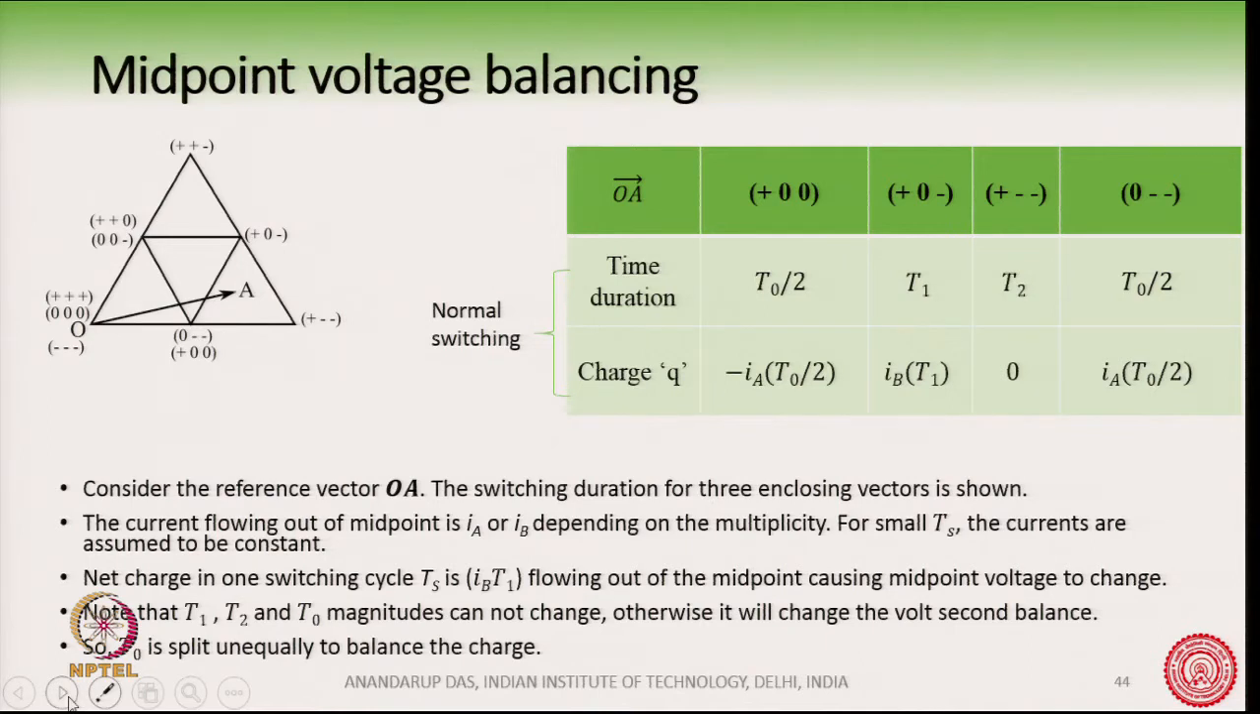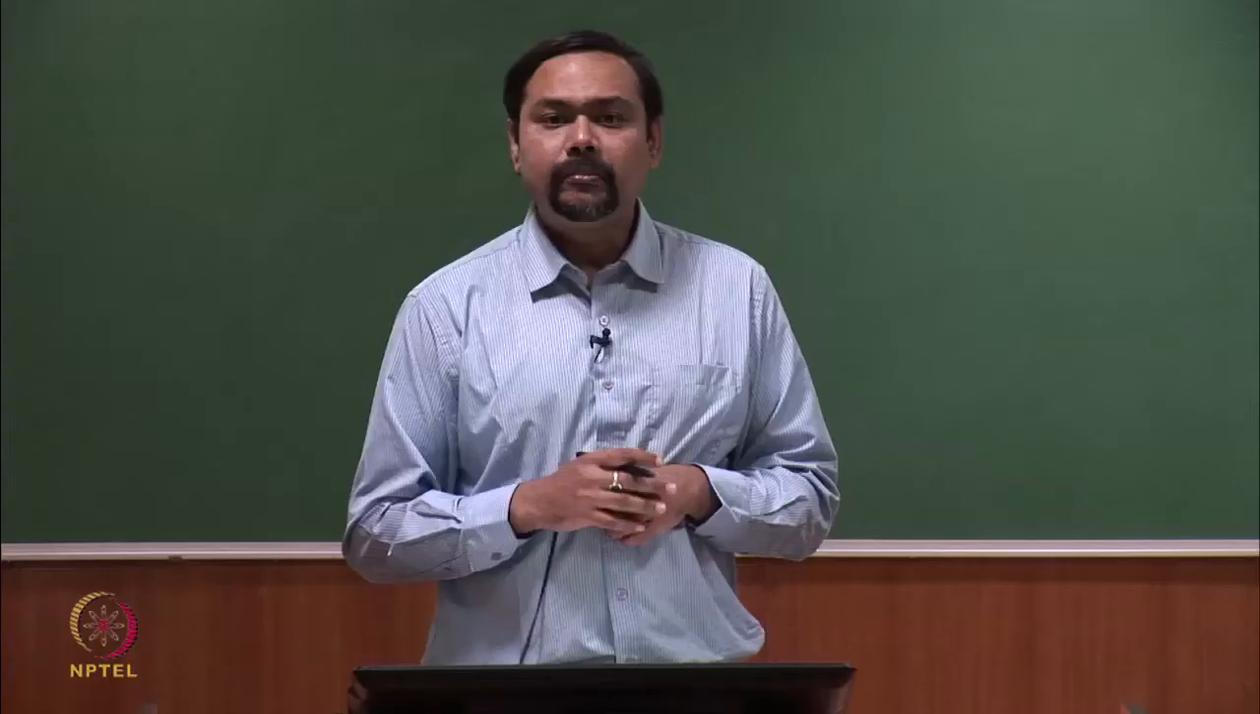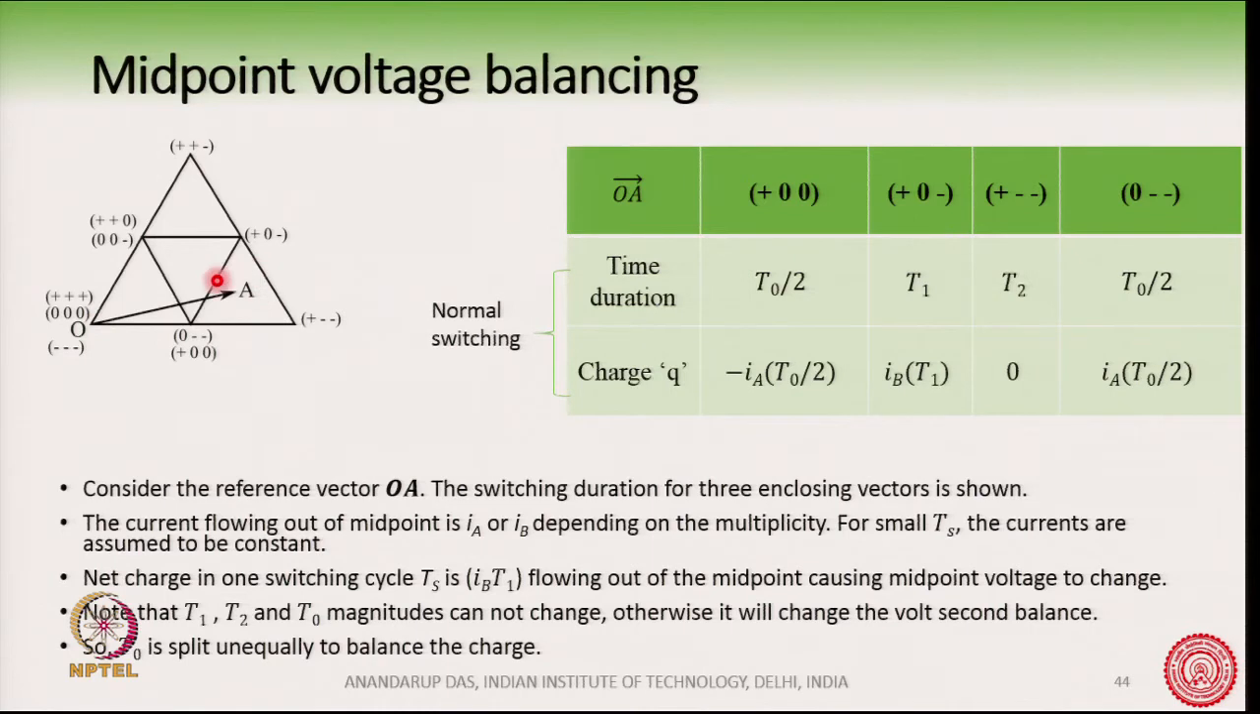Let us now come back to what we were discussing, and see how we can make the midpoint voltage fluctuation minimum using some clever PWM techniques. Consider this reference vector OA. For this reference vector OA, these are the 3 enclosing vectors, and their timings are written here in this table. Plus 0 0, plus 0 minus, plus minus minus and 0 0 minus, these 4 will be used, and their timing durations are T0 by 2, T1, T2 and T0 by 2.